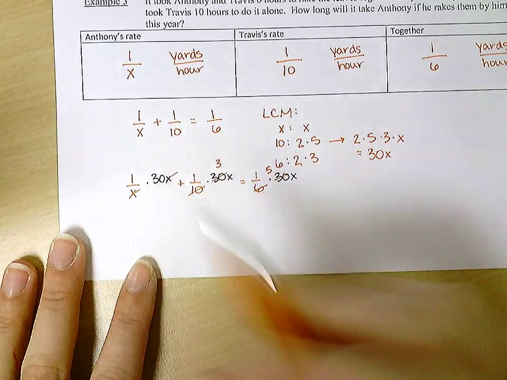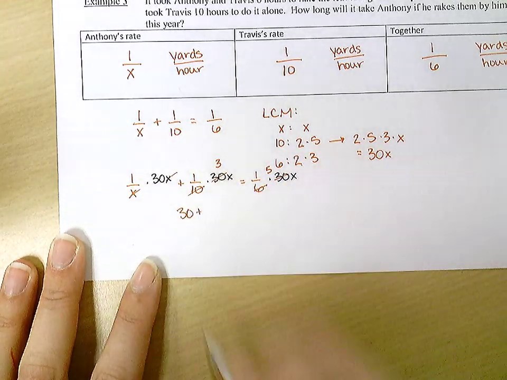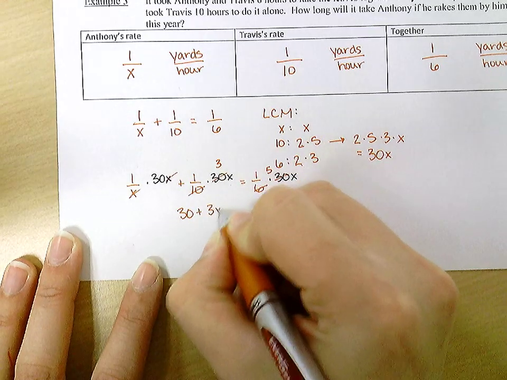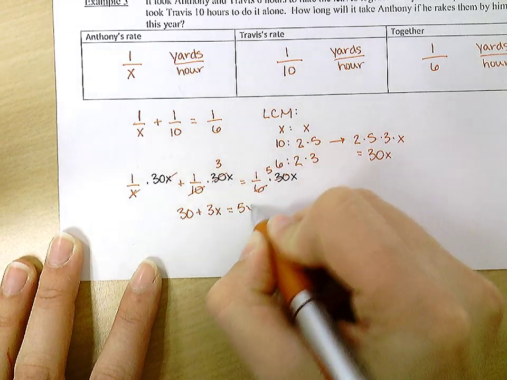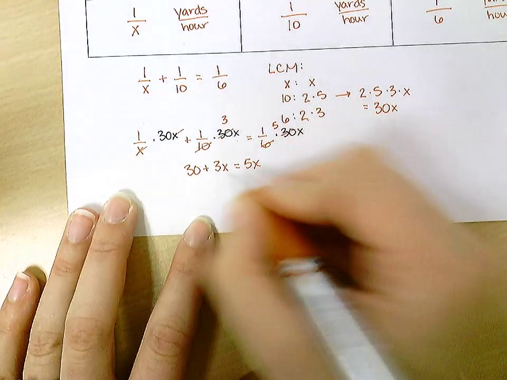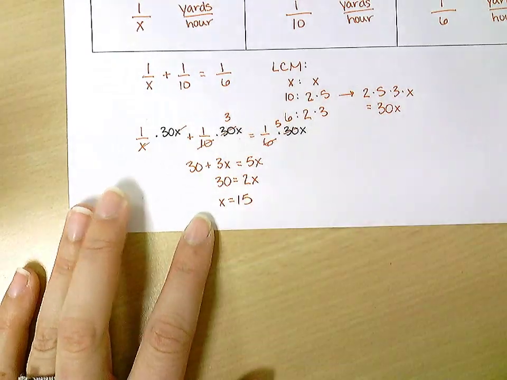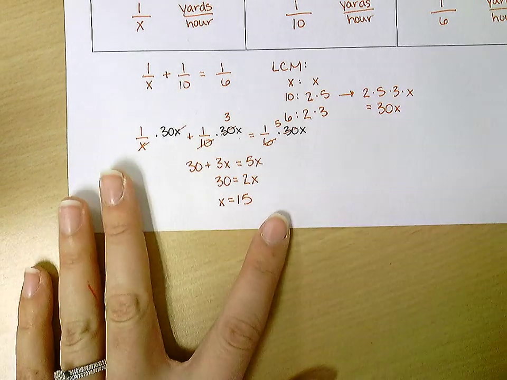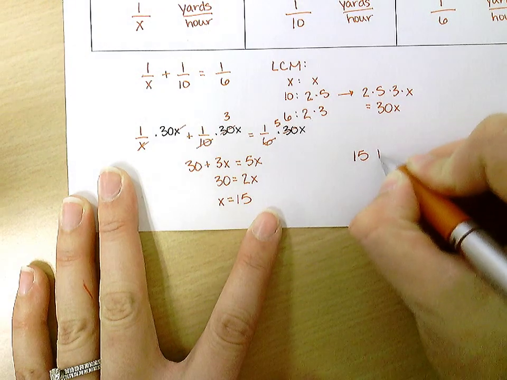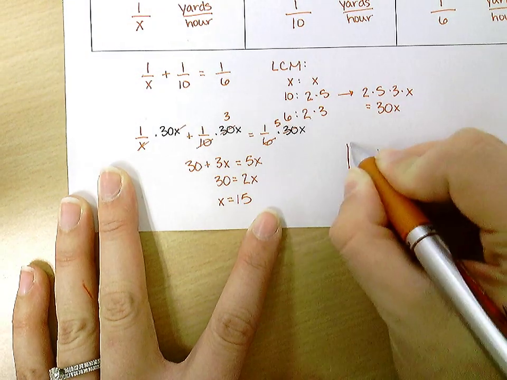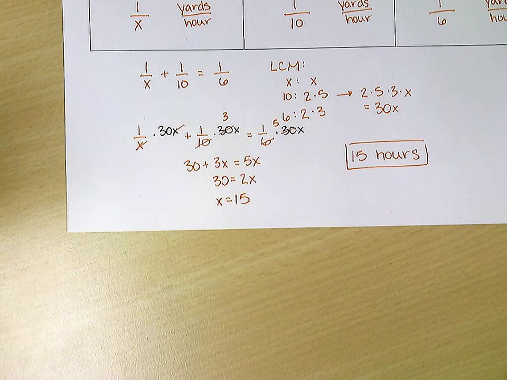Okay, so here I have 1 times 30. That's 30 plus 3x is equal to 5x. Subtract 3x from both sides and divide by 2. So I do get x is 15. So it would take Anthony 15 hours by himself. Okay, so again, you're just setting up these different rational equations to solve for that missing variable.